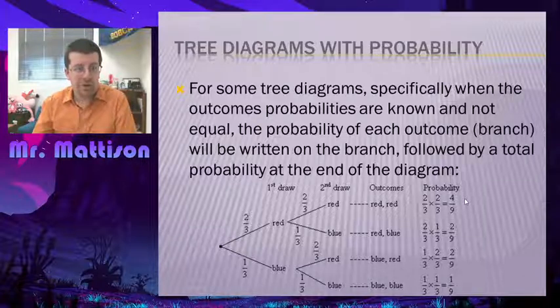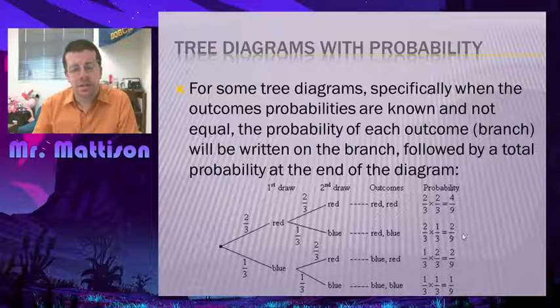Because that's 100% chance. So 4/9 plus 2/9 plus 2/9 plus 1/9 is 9/9, or 1.